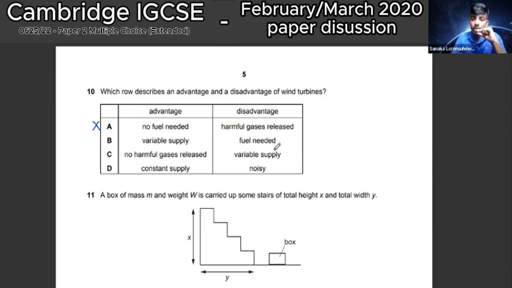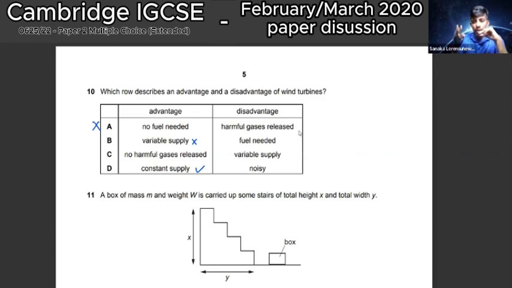Variable supply is the disadvantage. The constant supply is the correct one, so variable supply is not an advantage. It is actually a real disadvantage. With a constant supply, we can get electricity constantly, so variable supply is the large disadvantage here.